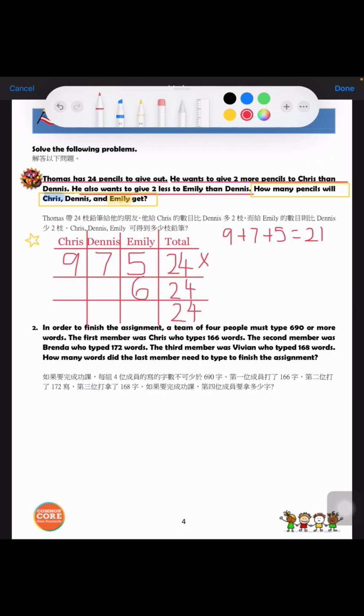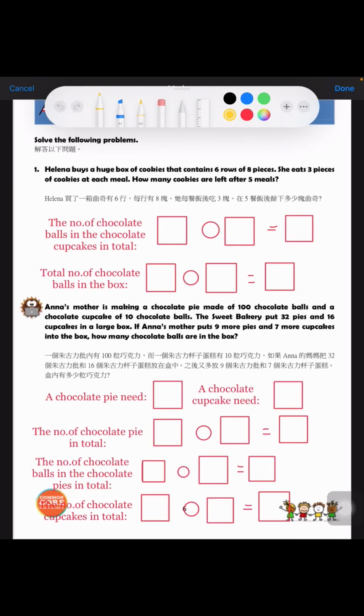If she has 6 pencils, then Dennis should got 6 plus 2 equals to 8 pencils, and Chris should have 8 plus 2 equals to 10 pencils. Now is 10 plus 8 plus 6 equals to 24? Yes, it is. Therefore, we know that this is the right combination. Chris has 10 pencils, Dennis has 8, and Emily has 6, and there are in total 24 pencils. Let's move on to the next question on page 6.